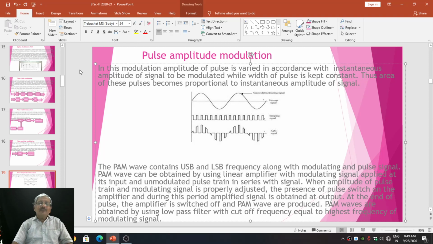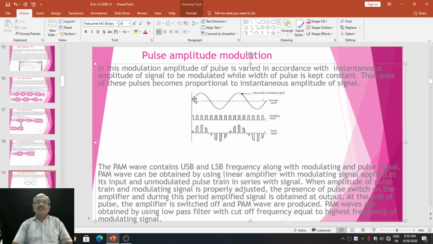I will repeat it again. Pulse amplitude modulation is the process in which the amplitude of the pulse is varied in accordance with the instantaneous amplitude of the signal to be modulated, while the width of the pulse is kept constant. Thus, the area of these pulses becomes proportional to the instantaneous amplitude of the signal. So this is represented here.